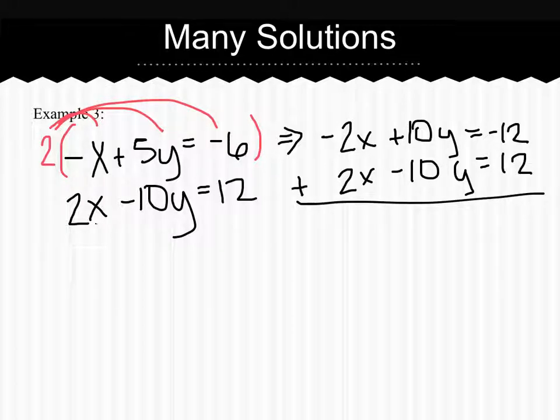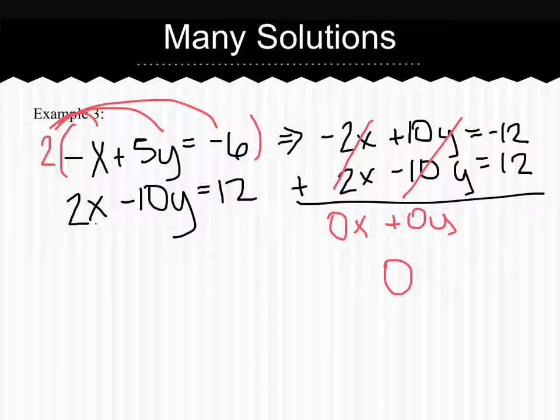When I add -2x and positive 2x, these cancel out and give me 0x. When we add 10y and -10y, that gives us 0y. They cancel out. And 0 times x is 0, 0 times y is 0, and 0 plus 0 equals 0. After our equal sign, we have negative 12 and positive 12, so negative 12 plus positive 12 gives us 0. Now we end up with the equation 0 equals 0.